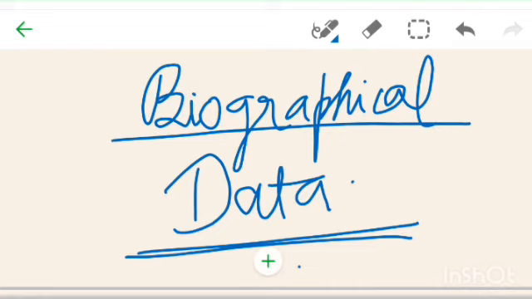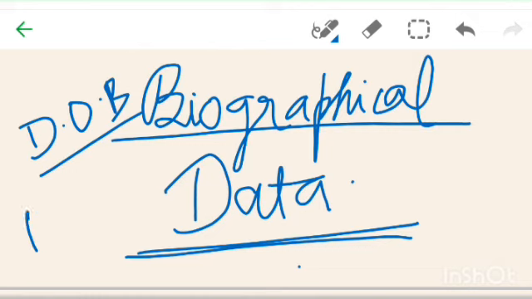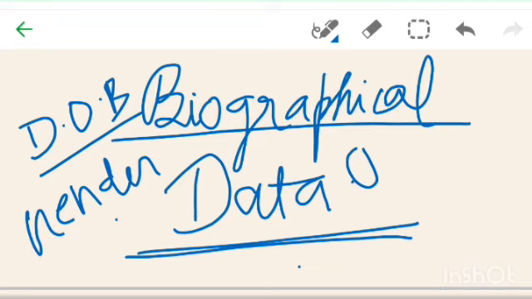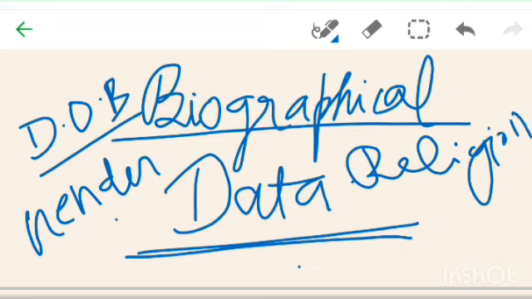In biographical data, you write all the personal particulars of a person. Suppose you are going to prepare biographical data for yourself, so you will write your own personal particulars like your DOB. What is your date of birth? What is your gender? What is your religion? What is the caste? What is your race, nationality, residence, marital status? All these things can be mentioned. And a chronological listing of education and experience.